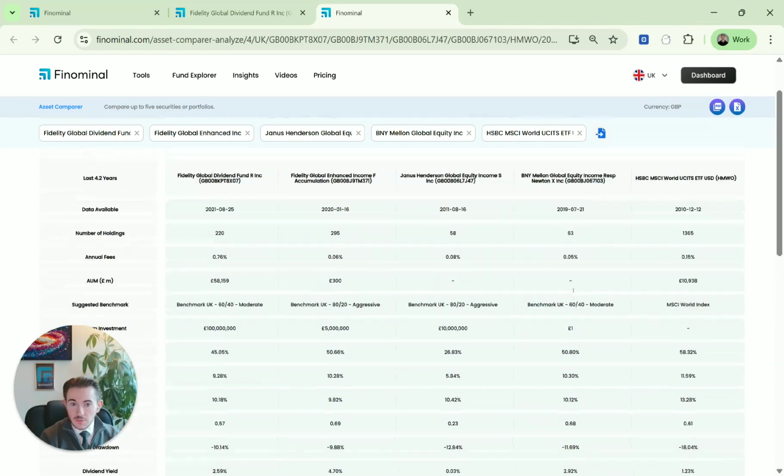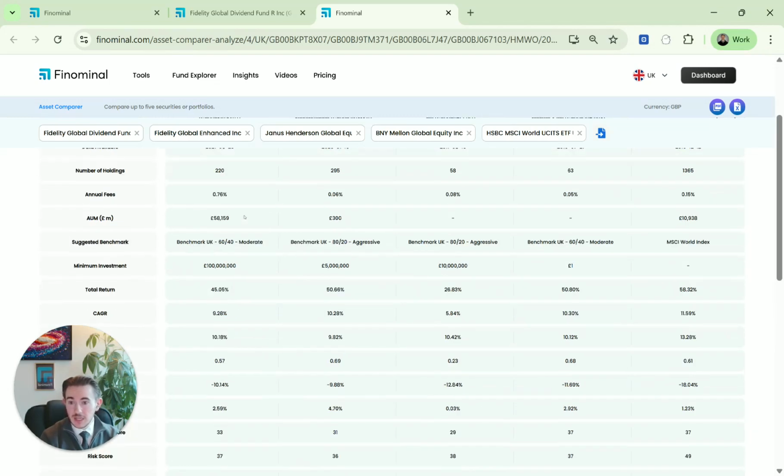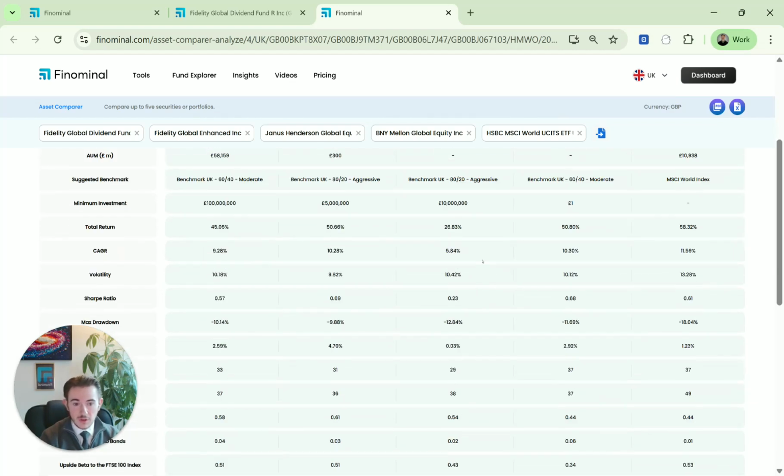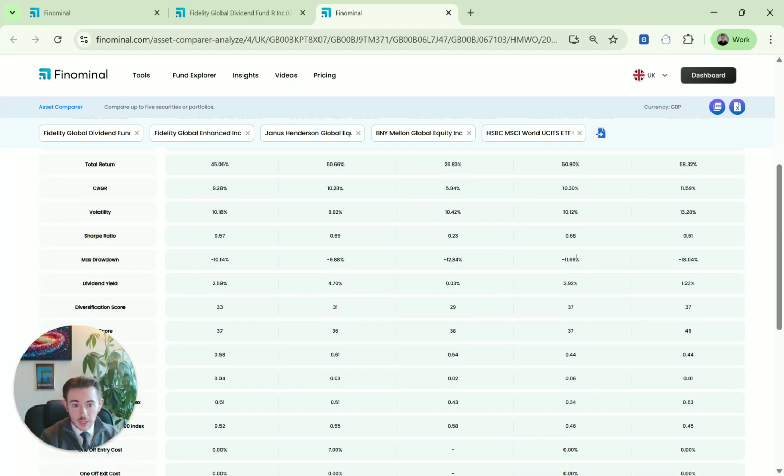Okay, so overall, I would say, if we look at this BNY fund and compare that against that Fidelity one, we're seeing fees of 0.05% versus 0.76%. We're seeing a higher compound annual growth rate, slightly less volatility as well, higher Sharpe ratio, as well as a higher dividend yield as well.